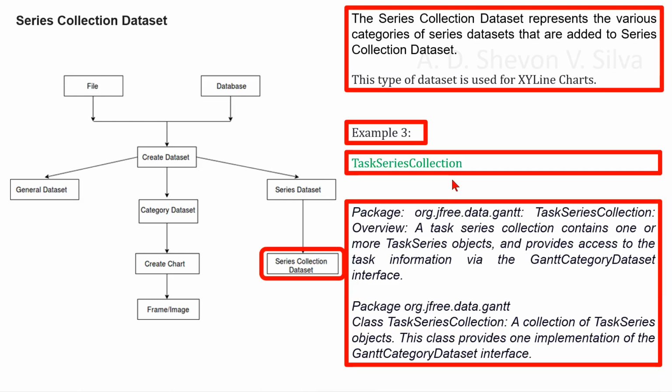Overview in TaskSeriesCollection in package org.jfree.data.gantt. A TaskSeriesCollection contains one or more TaskSeries objects and provides access to the task information via the GanttCategoryDataset interface. Class TaskSeriesCollection in package org.jfree.data.gantt, a collection of TaskSeries objects. This class provides one implementation of the GanttCategoryDataset interface. You can use this class as a dataset for a Gantt chart.